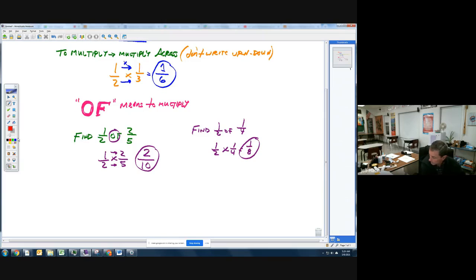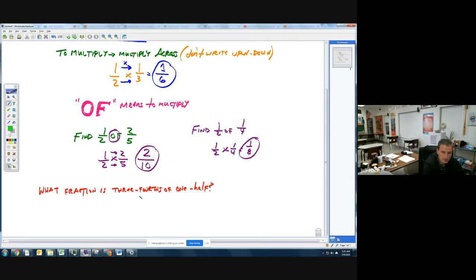This one right out of the book, it says, what fraction is 3/4 of 1/2? And if you write that out, I guess we'll put a question mark there.